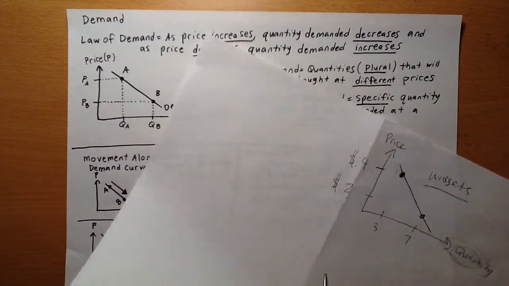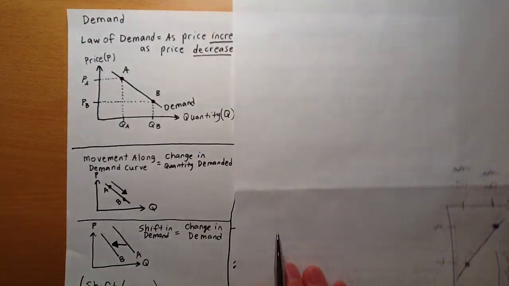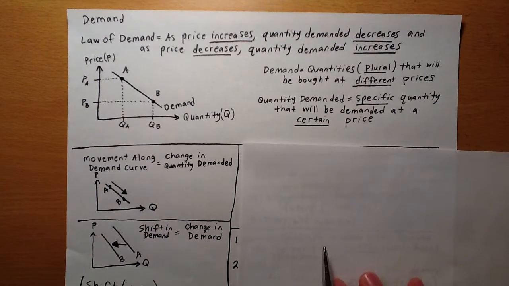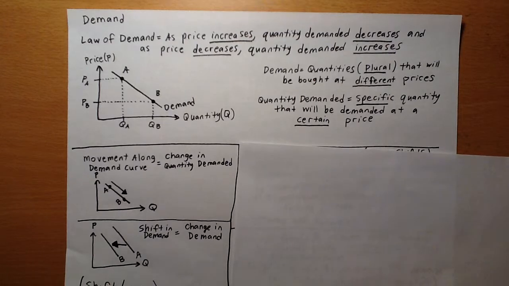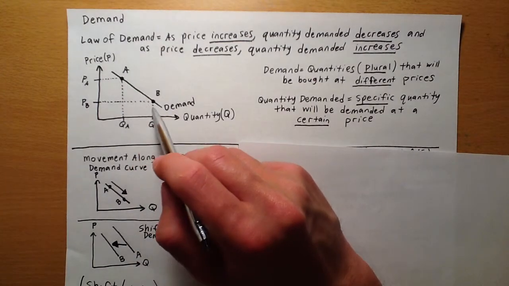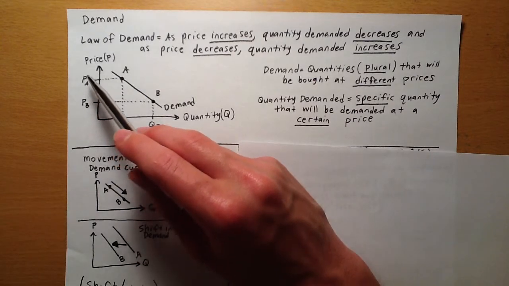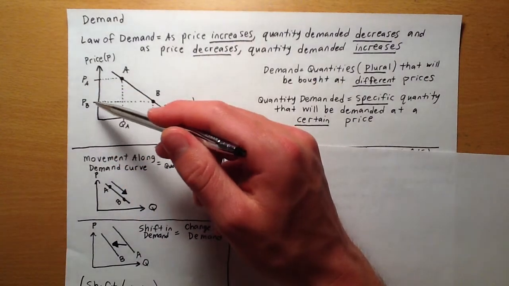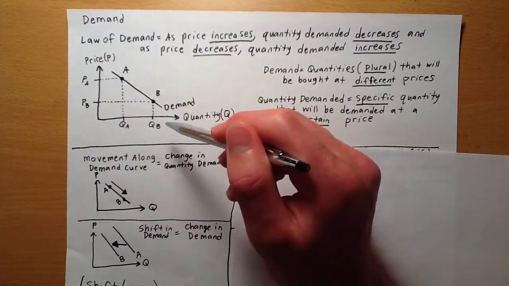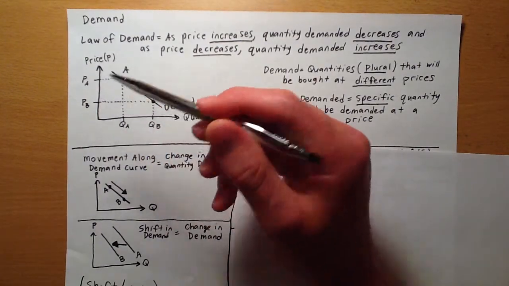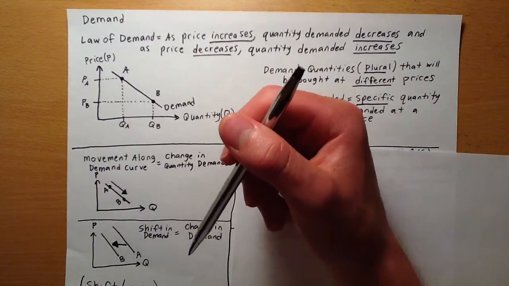Now, there are a few more concepts we need to introduce. We need to talk about movement along a demand curve and a shift of the demand curve. So, if we're going from point A to point B, the widget factory charges price A, then starts charging price B. That's a movement along the demand curve because the quantity is going to change. We're just moving along this curve. It's not shifting, it's just moving.